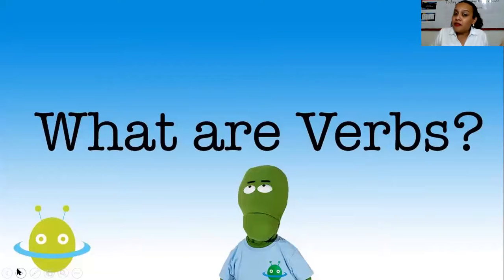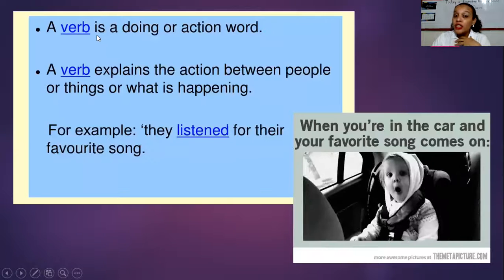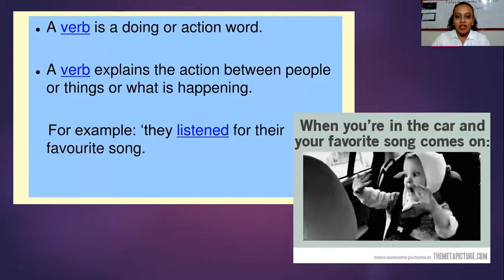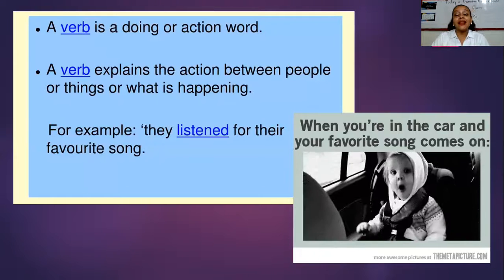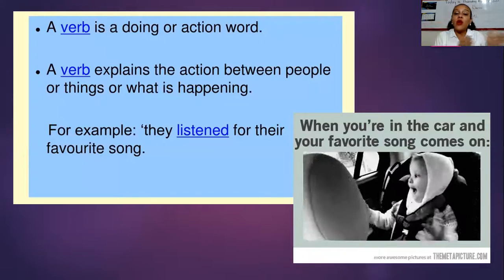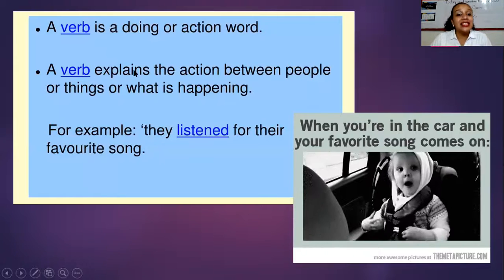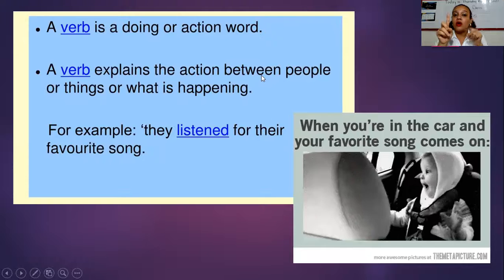This is a very interesting class about verbs. But what are verbs? As in Spanish, we know that verbs are action words, words that express an action. In English, it's the same. A verb is a doing or action word. I am talking now, so I am doing an action. I am looking at you, so I am doing an action. Everything that represents an action is a verb. But like in our native language, Spanish, we conjugate the verbs, and in English it is the same too. A verb explains the action between people or things.